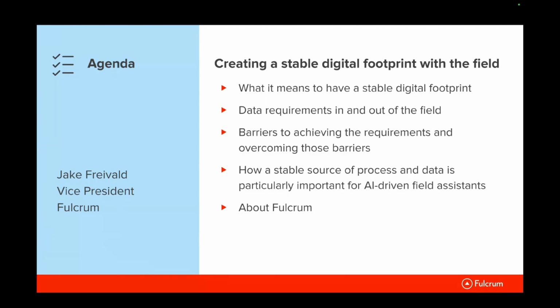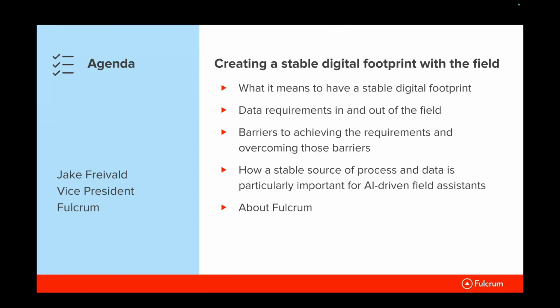Naturally, when we see those requirements, we'll ask ourselves, why haven't we done that already? And we'll see the barriers to achieving those requirements and how to overcome them. And then I'll take a little bit of a turn and say, well, if this is a significant issue, getting a stable digital footprint, what do the things that we've talked about so far have to do with putting together new technologies like, in particular, AI? And we'll show a specific vision of AI and how the things that we've talked about up to that point fit into it. And then finally, I'll do a little bit of a word from your sponsor about Fulcrum.